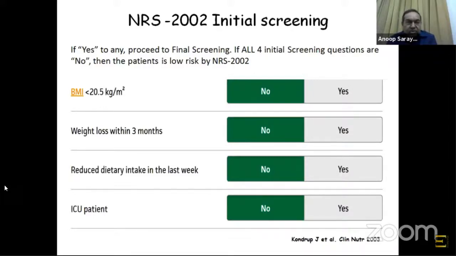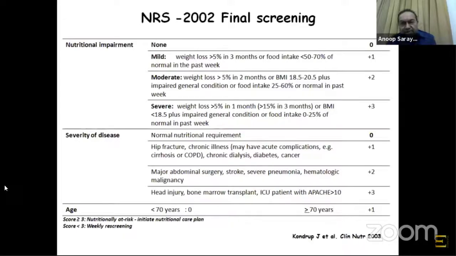One is NRS 2002. So we make an initial screening based on 4 parameters, that is BMI, weight loss within 3 months, reduced dietary intake last week, and ICU patient. Any patient in ICU for more than 48 hours is at nutritional risk. So if anyone is positive, then we go for final screening.